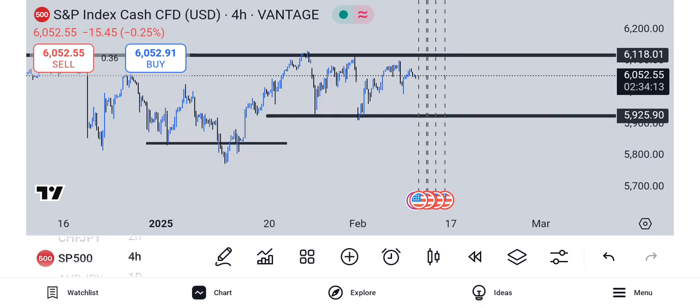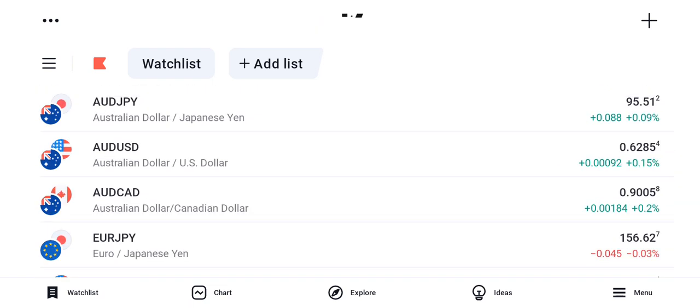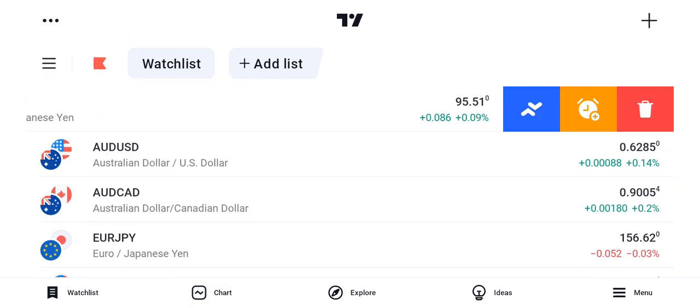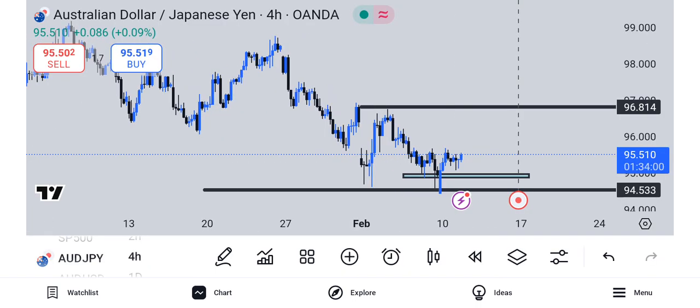This is not what I would love to invest in. I'm sorry. Let me check some of my pairs. Which one of them is trending? I think I had ADGPY. I think ADGPY has a shift in structure. Yes.